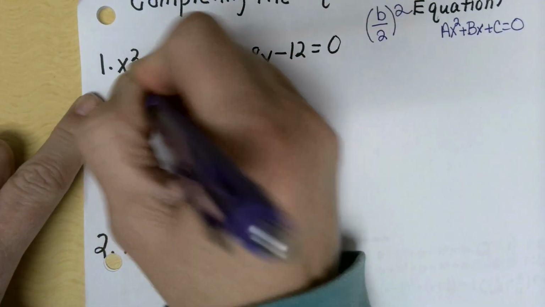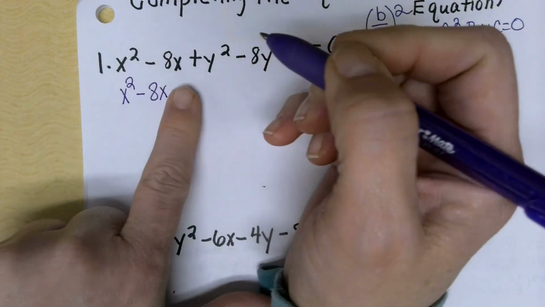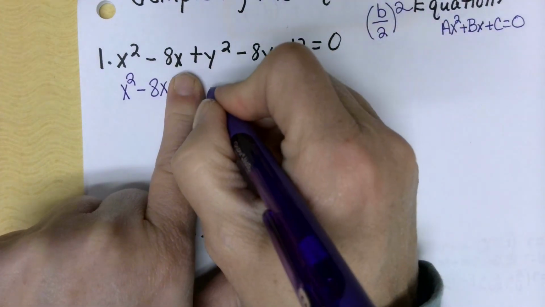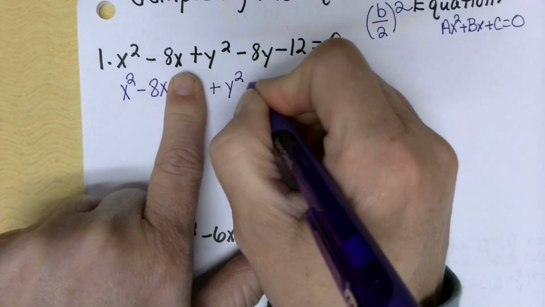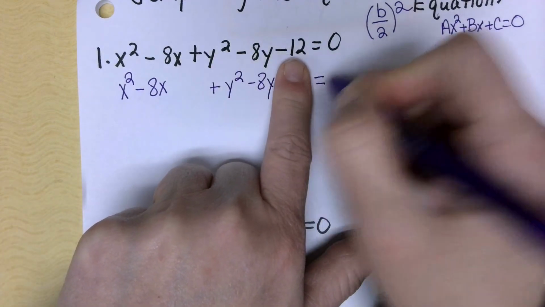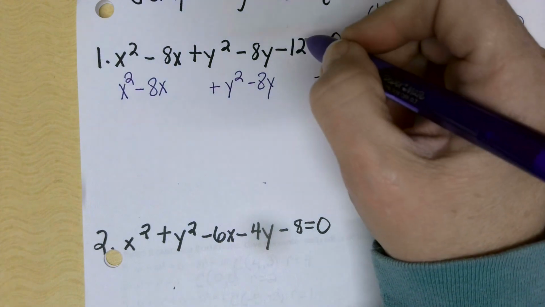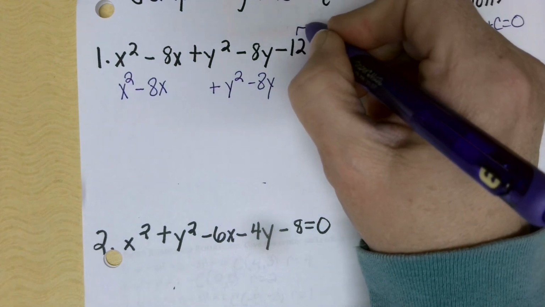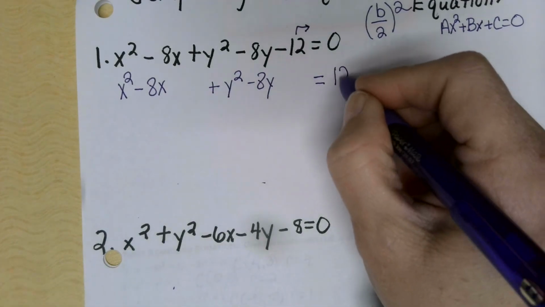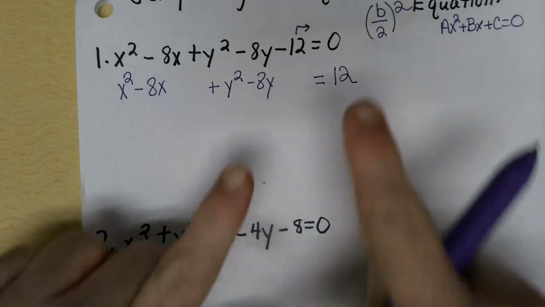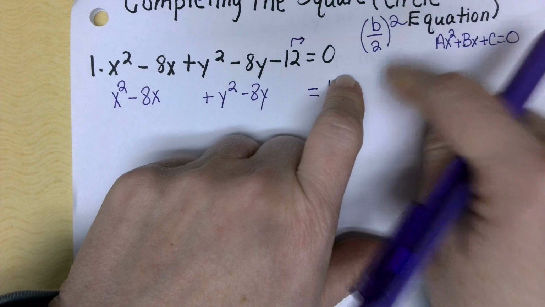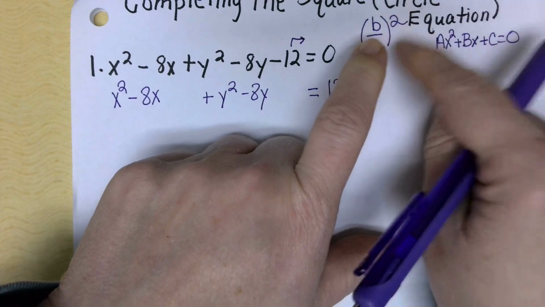I'm going to put the x squared minus 8x, and I'm going to leave a finger space, because something's going to go there. And I'm going to put plus y squared minus 8y, and leave a space, and put equals. Whatever this number is that doesn't have a variable, it is going to be added or subtracted to the other side of the equals. So that means I now have a positive 12 over here. This empty space is going to be filled using this formula. This formula is what we call the constant to complete the square.